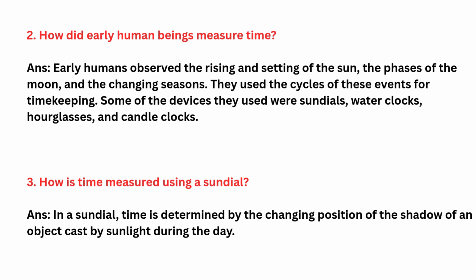Question number 3. How is time measured using a sundial? Answer: In the sundial, time is determined by the changing position of the shadow of an object caused by sunlight during the day.